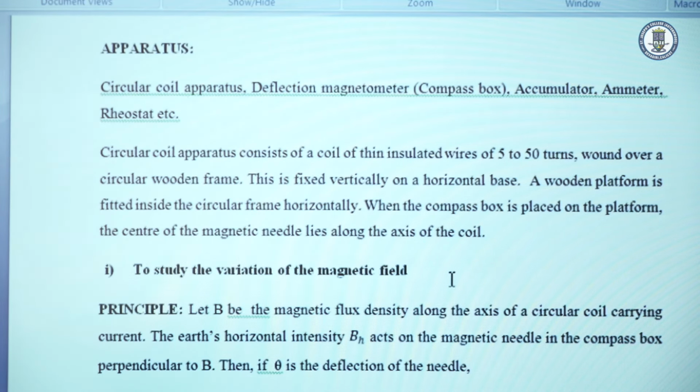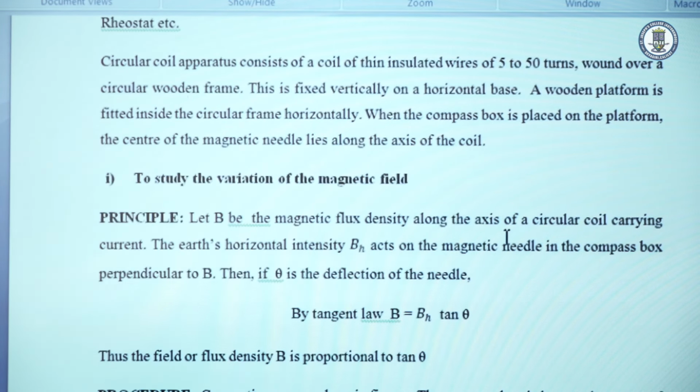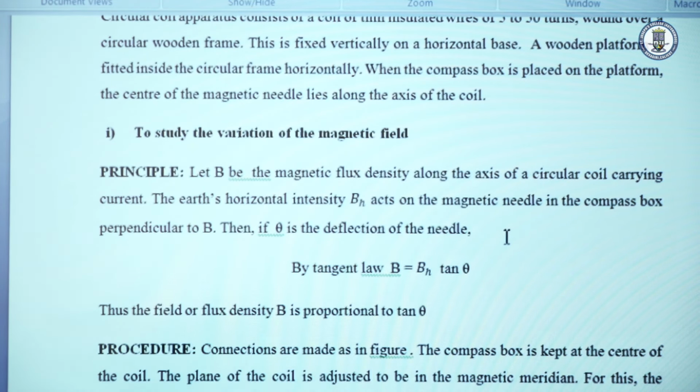When we place the compass box at the center of the circular coil, the magnetic needle is at the center that coincides with the center of the circular coil. The center of the compass box coincides with the center of the circular coil. Now coming to the theory, there exists a horizontal magnetic field at every point. Say BH is the horizontal component of Earth's magnetic field, which also exists at the center of the circular coil.